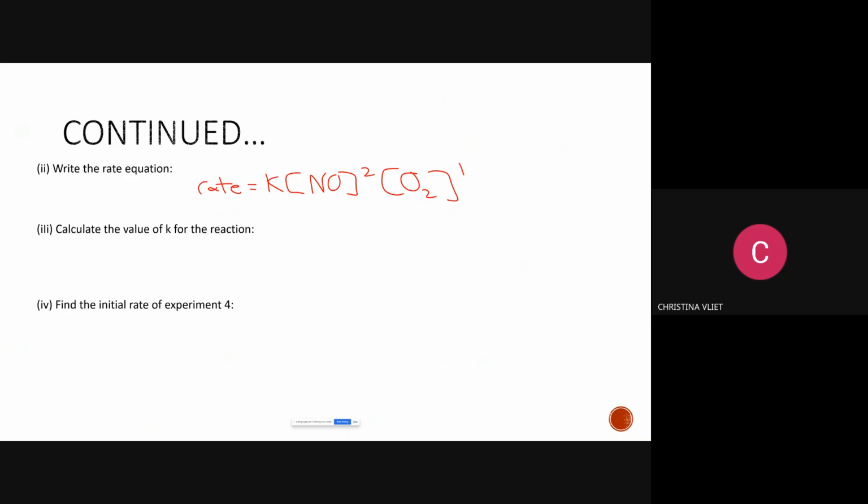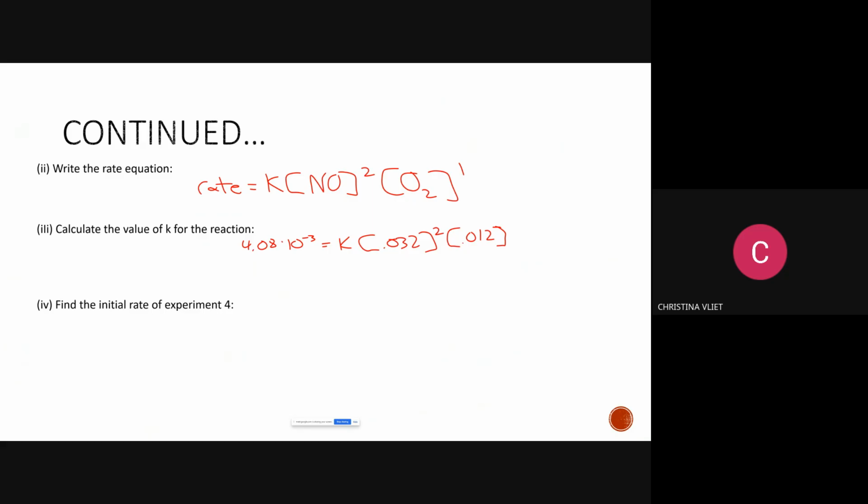So I have 4.08 times 10 to the negative 3 equals K times 0.032 squared and then 0.012. How do we solve this?